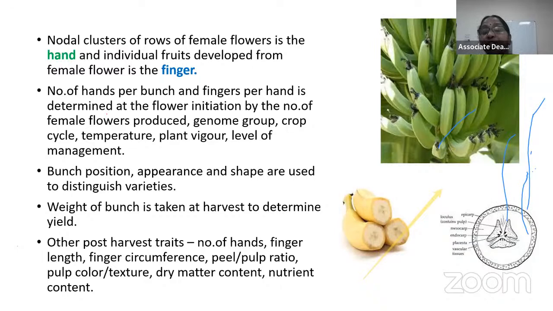And to distinguish the varieties from one another, generally the bunch position, the appearance of the bunch, and the shape of the bunch are used to distinguish these varieties one from the other. And the weight of the bunch is taken at harvest to determine the yield. The other post-harvest traits taken into consideration for distinguishing the varieties are number of hands, finger length, finger circumference, peel pulp ratio, pulp color, texture of the pulp, dry matter content, nutrient content, and so on. These are all the various traits that are taken into consideration for distinguishing these varieties.